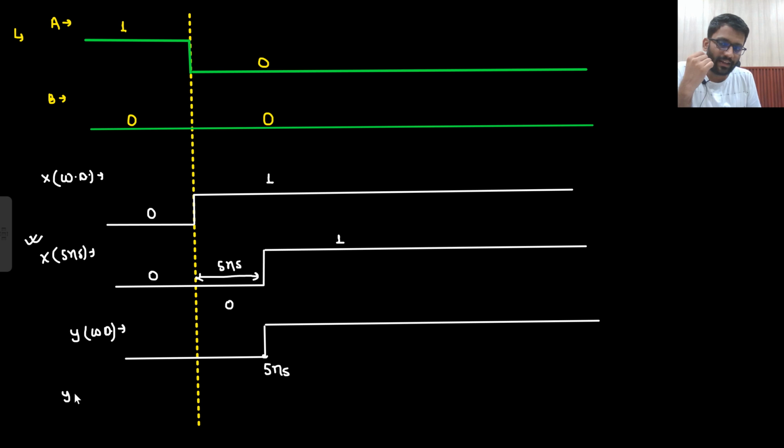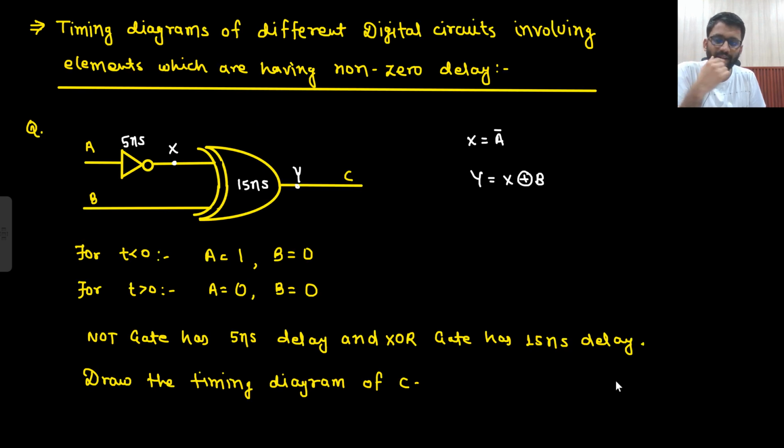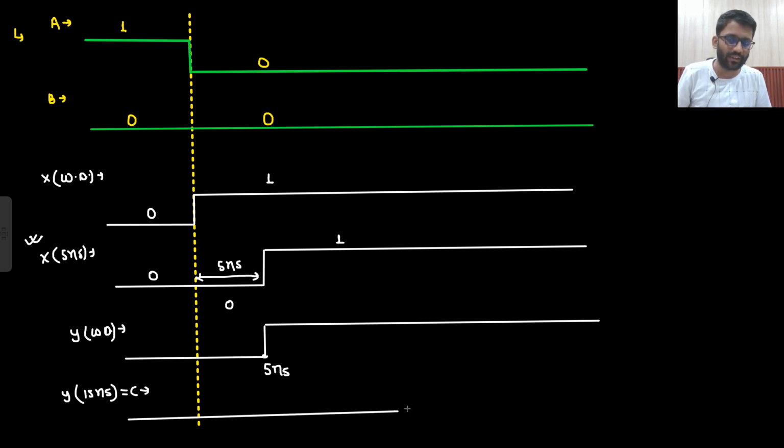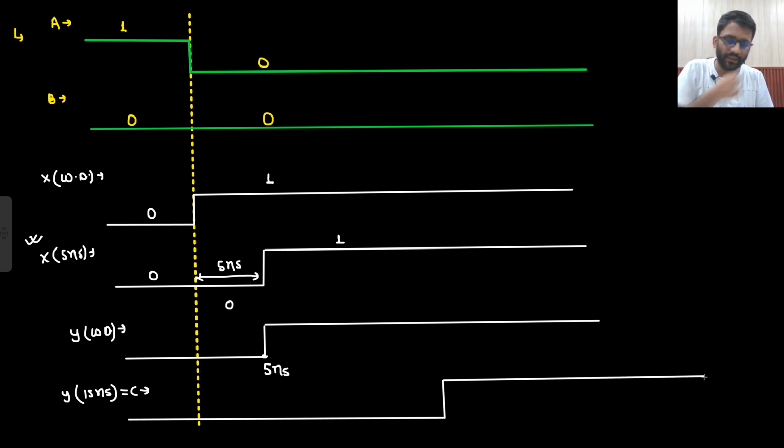And Y with delay, what is the delay? Delay is 15 nanosecond. And Y with delay of 15 nanosecond is equal to C only. So here I will introduce a delay of 15 nanosecond. So 5 nanosecond plus 15 nanosecond, so this will go to 20 nanosecond. So this is how your C will look like.